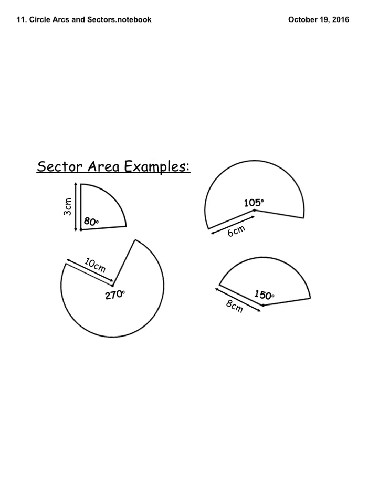Here are 4 examples for you to try. Make sure you pause the video now because the answers will be revealed in just a moment. The area of the first sector is 6.28 centimeters squared. The area of the second sector is 235.62 centimeters squared. The area of the third sector is 32.99 centimeters squared. And the area of the fourth sector is 83.78 centimeters squared.